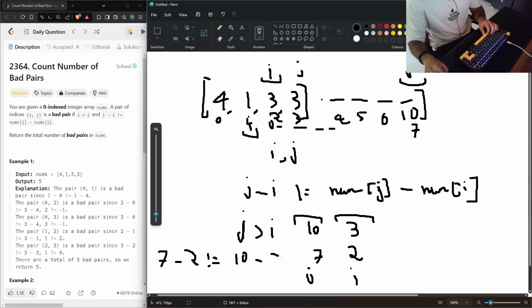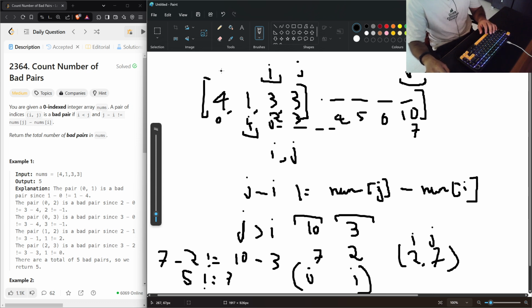Meaning the index difference should not be equal to the value difference at those indexes. So if this is true, you'll see 5 is not equal to 7. Since 5 is not equal to 7, this pair 2, 7 is a valid pair. We can count this as a bad pair. So this is i and this is j. This is how the pairing is going to form.